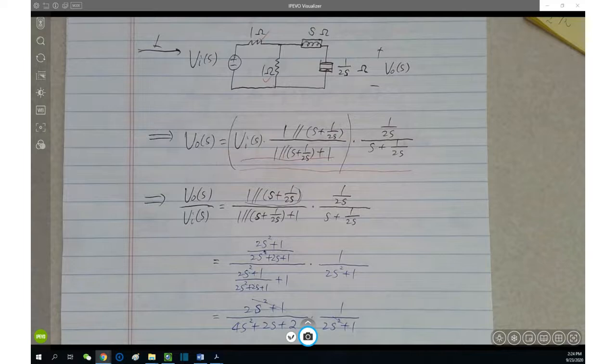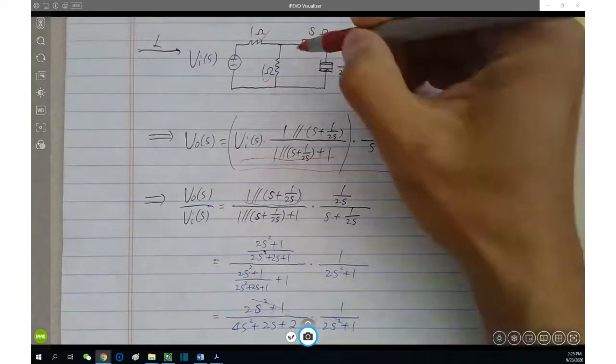Very good. You have to recognize it. It's nothing but a voltage divider. I apply the voltage divider twice.